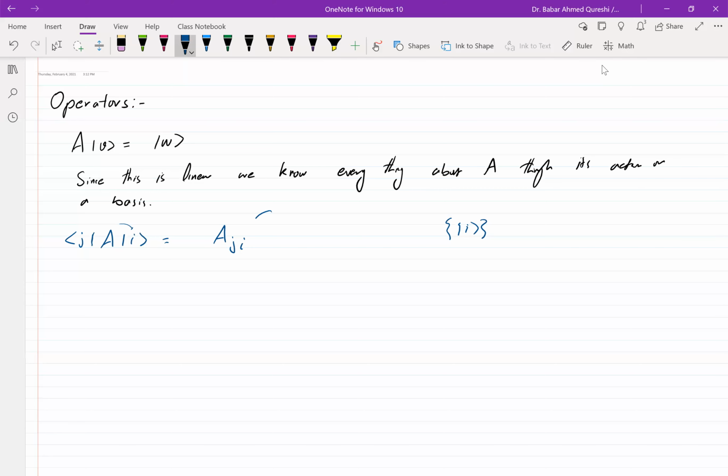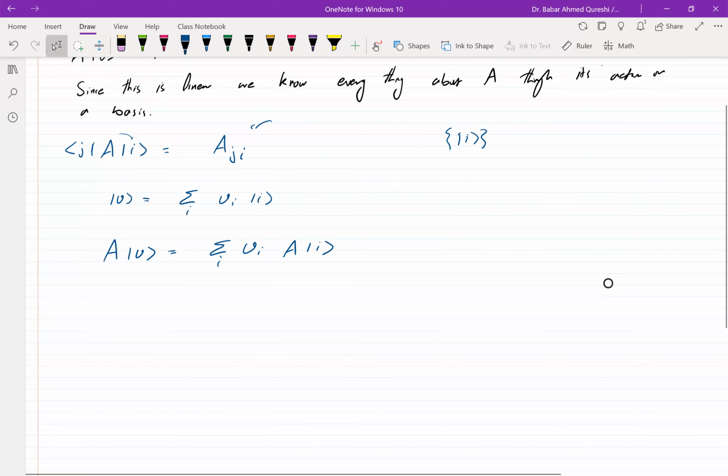So if you know these matrix elements, you are given any vector, I can expand this vector in a basis, in the same basis as well, where v_i are components. Then this action, by linearity, is this action. And now whatever vector I get over here, let's call it W, I want to know what is this vector. I can know the vector just by knowing its components. So I take a dot product with the basis elements.